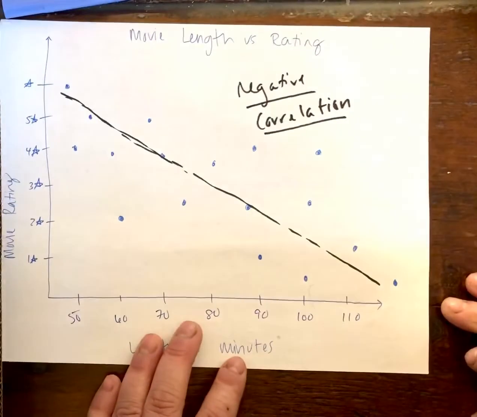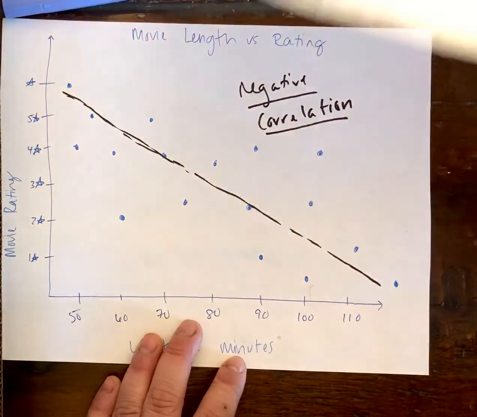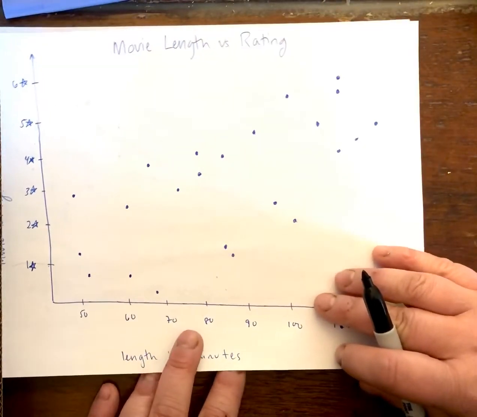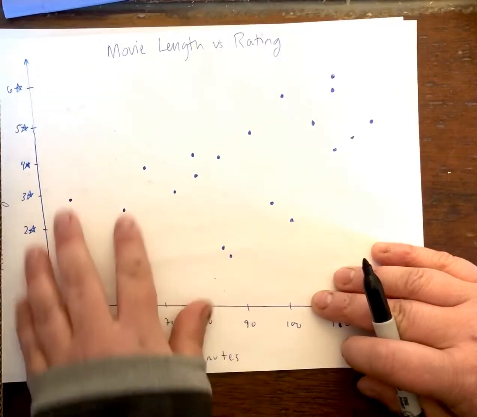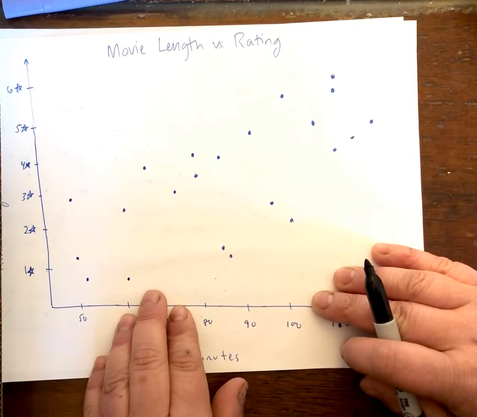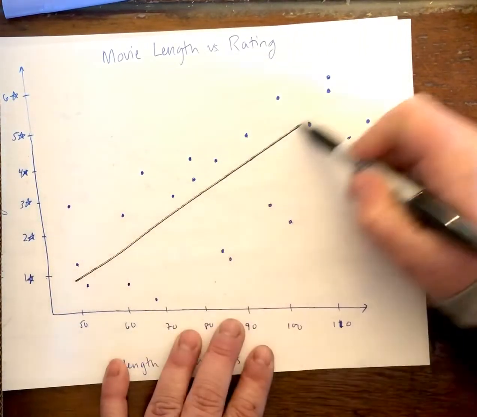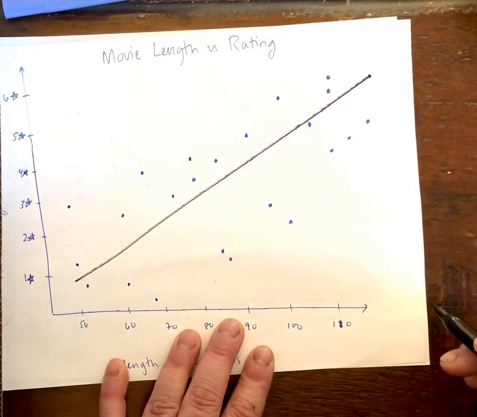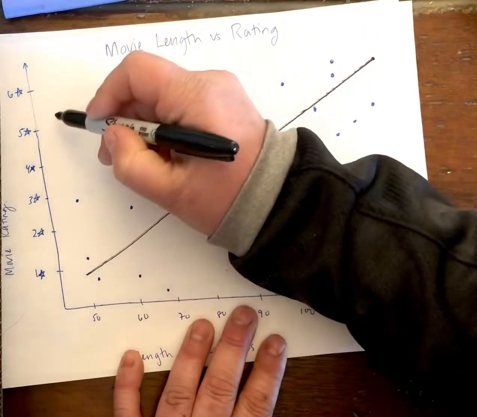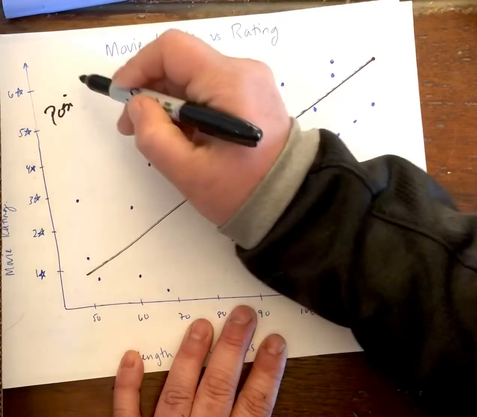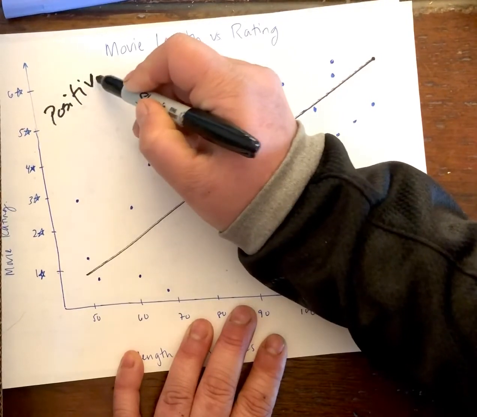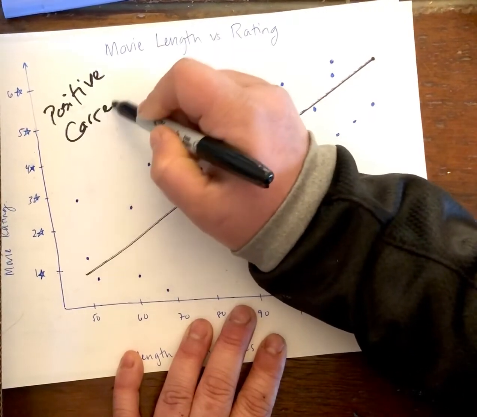So this is a negative correlation, but if it looked more like this, here I see short movies have a low score and longer movies have a higher score. That line has a positive slope, so this would be a positive correlation.